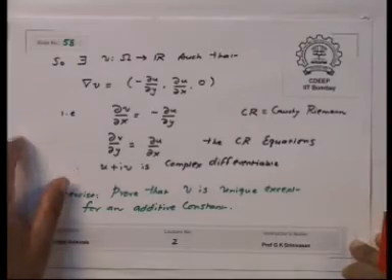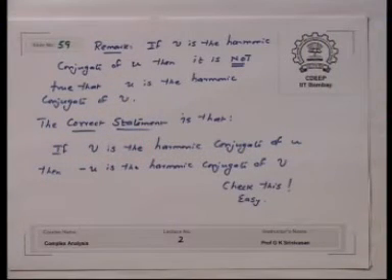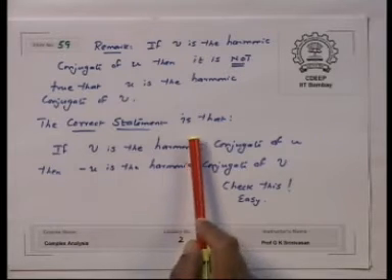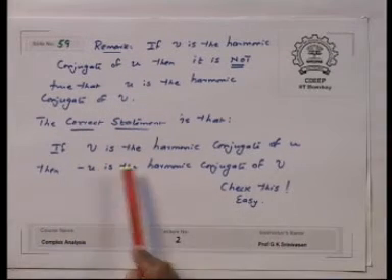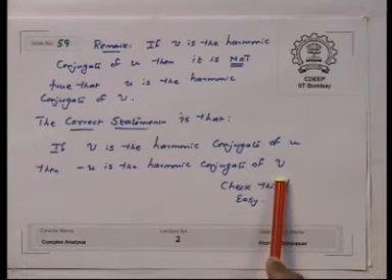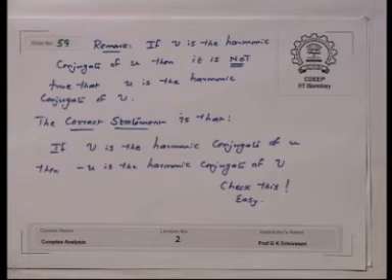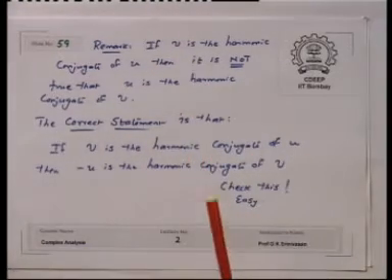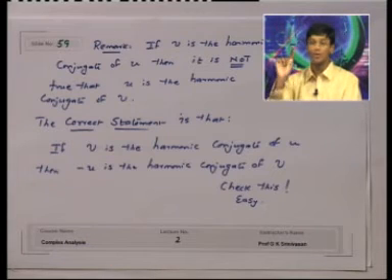Okay. All right, a couple of remarks. If V is the harmonic conjugate of U, it is not true that U is the harmonic conjugate of V. The relationship is not a symmetric relationship. The correct statement is if V is the harmonic conjugate of U, then minus U is the harmonic conjugate of V. Remember this. Don't simply say that U and V are harmonic conjugates of each other. That statement is false. I heard this statement from people and I am making this remark here.